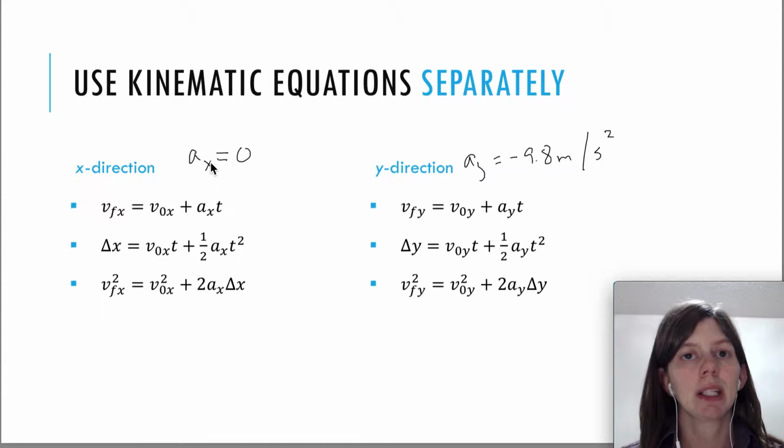So in the x direction, since the acceleration is 0, if we use the kinematic equations, we can cross out all of those terms because they're 0. This means that the second equation is really going to be the only useful one. The first and third equations, all they tell us is that the initial velocity is equal to the final velocity, which we already knew because there's no acceleration. The velocity in the x direction remains constant. We saw this in the picture in the previous slide.